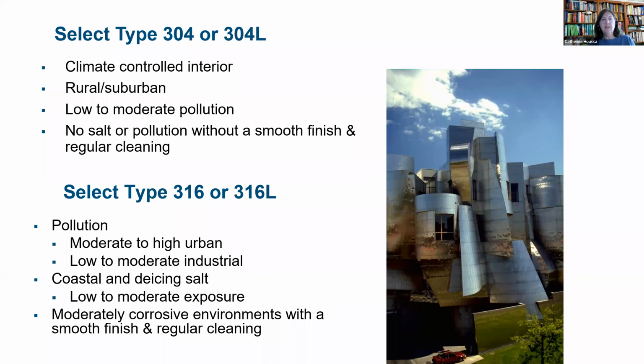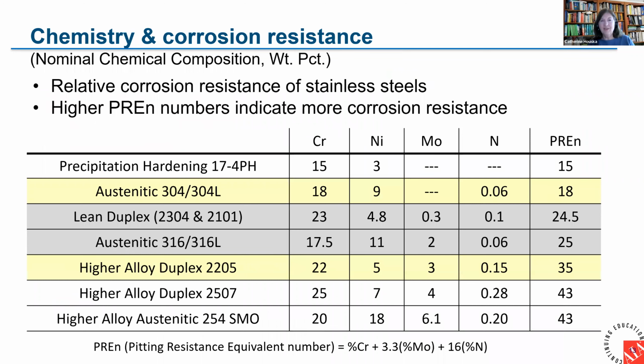Type 316 is fine if you have low to moderate industrial pollution, moderate to high urban pollution, and lower levels of coastal and de-icing salt exposure. If you get into high levels, you should expect staining, unless you're using a very smooth finish and someone is cleaning very regularly, then you could avoid that. But that often doesn't happen. Now, those are only two stainless steels, and there are many more that are used in architectural and structural applications.